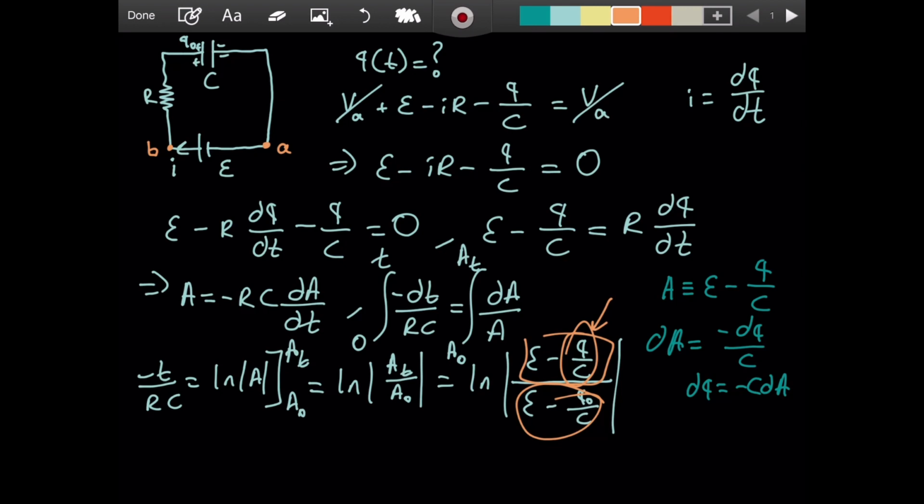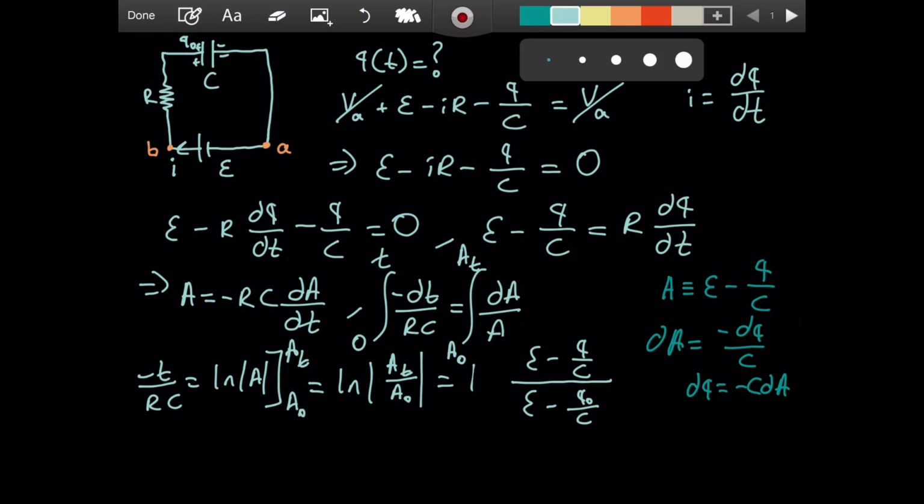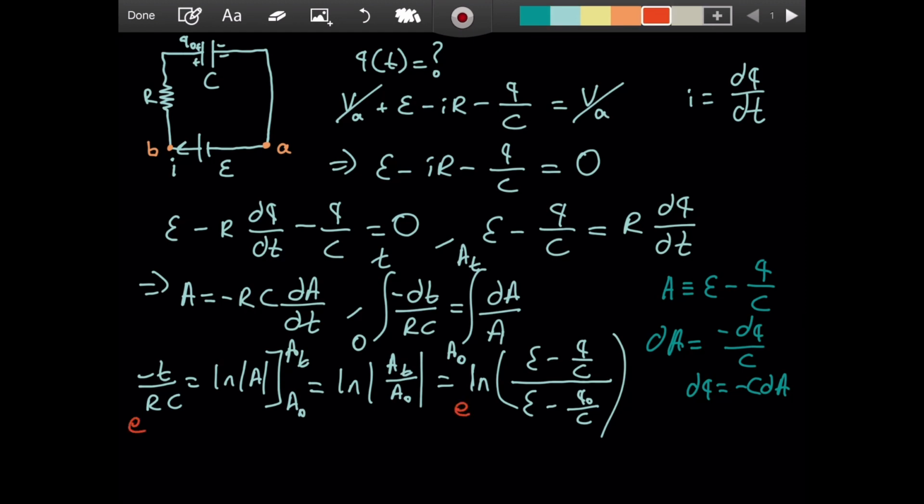Okay, maybe I complicated the explanation, but I hope it is clear to you that this division is positive, so we don't even need the absolute value, okay? And if it is not clear, please write it in the comment section. I will do my best to explain it further. Now, if we take both sides to the power of e, like so, we're going to have then e to the power of negative t over RC. We got rid of the ln, that's why we took it to the power of e.